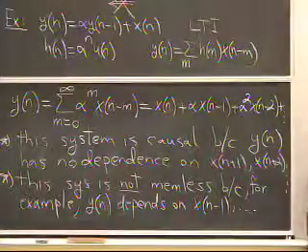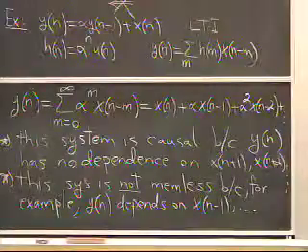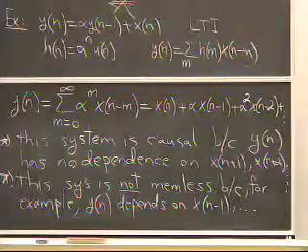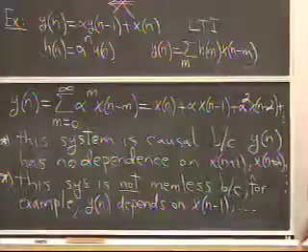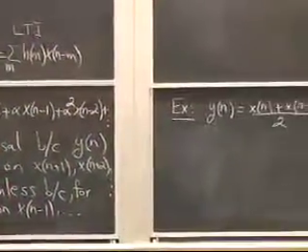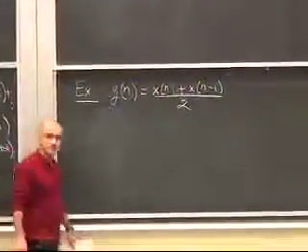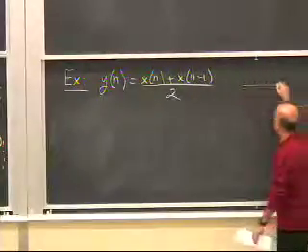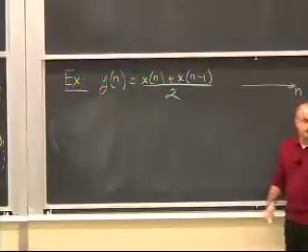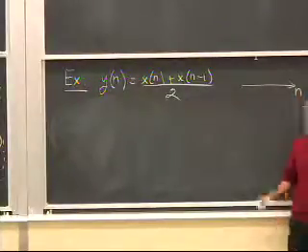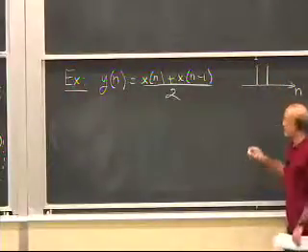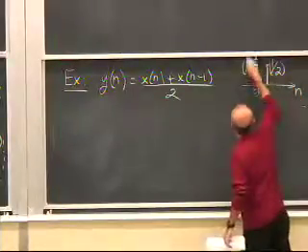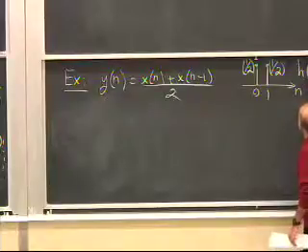Here's another example. y of n is x of n plus x of n minus 1 divided by 2, a 2-point averager. We've dealt with this in the past. We've figured out its frequency response and analyzed it to death. What's the impulse response of this system? Two spikes. Where and where? 0 and 1, and height 1/2. So this is the impulse response of this system.